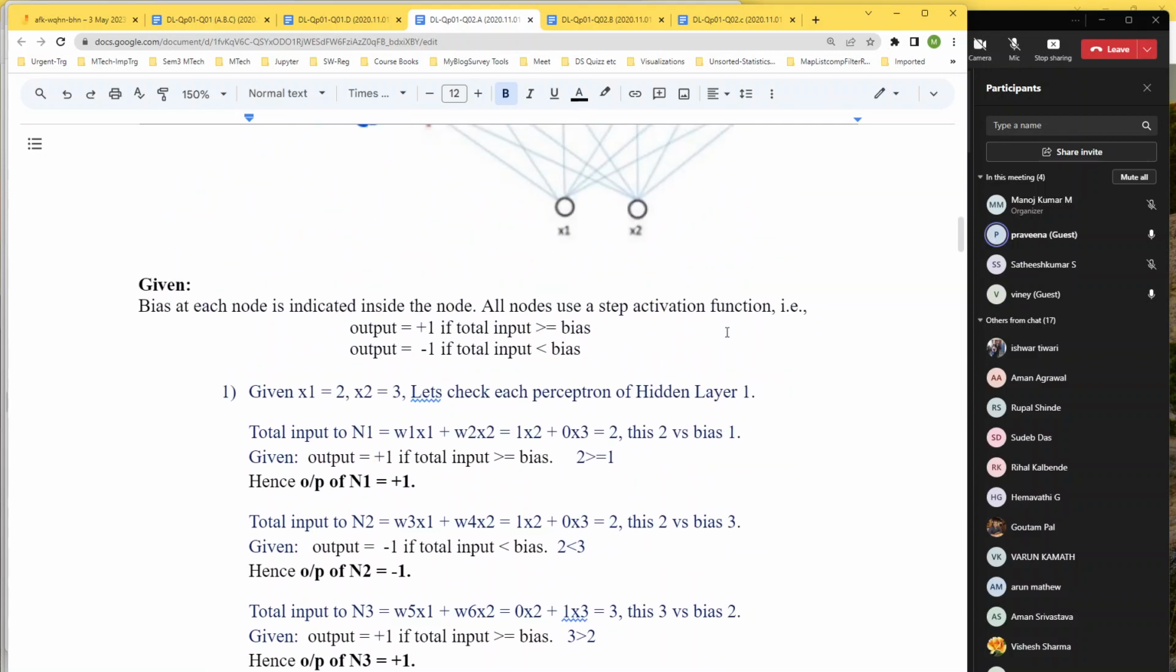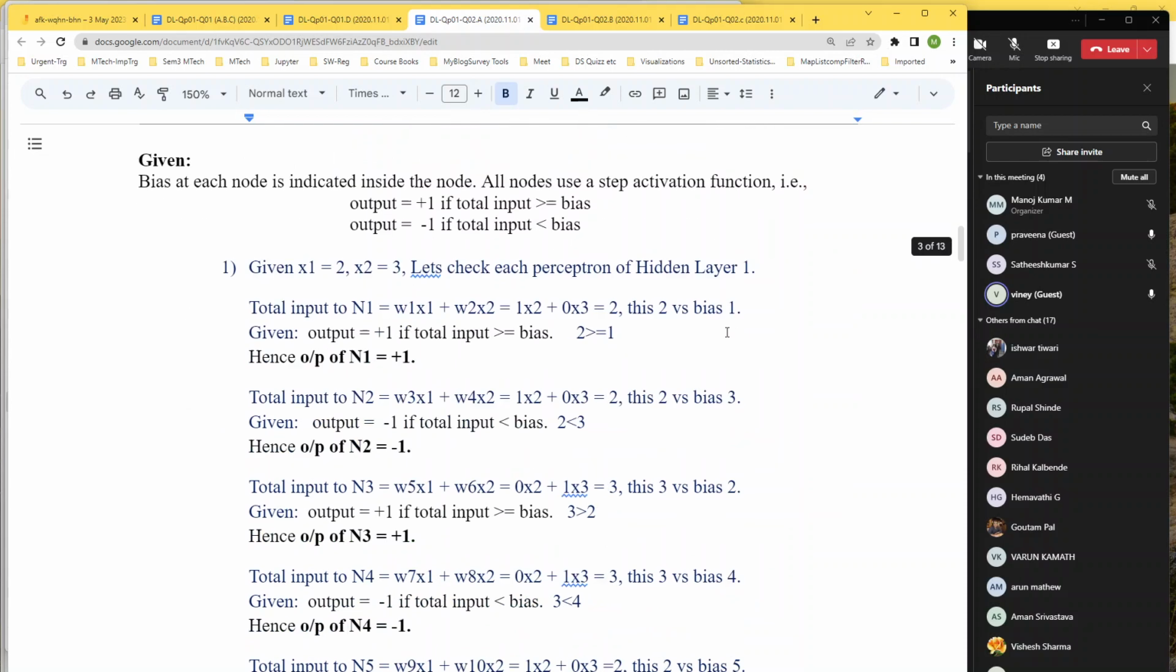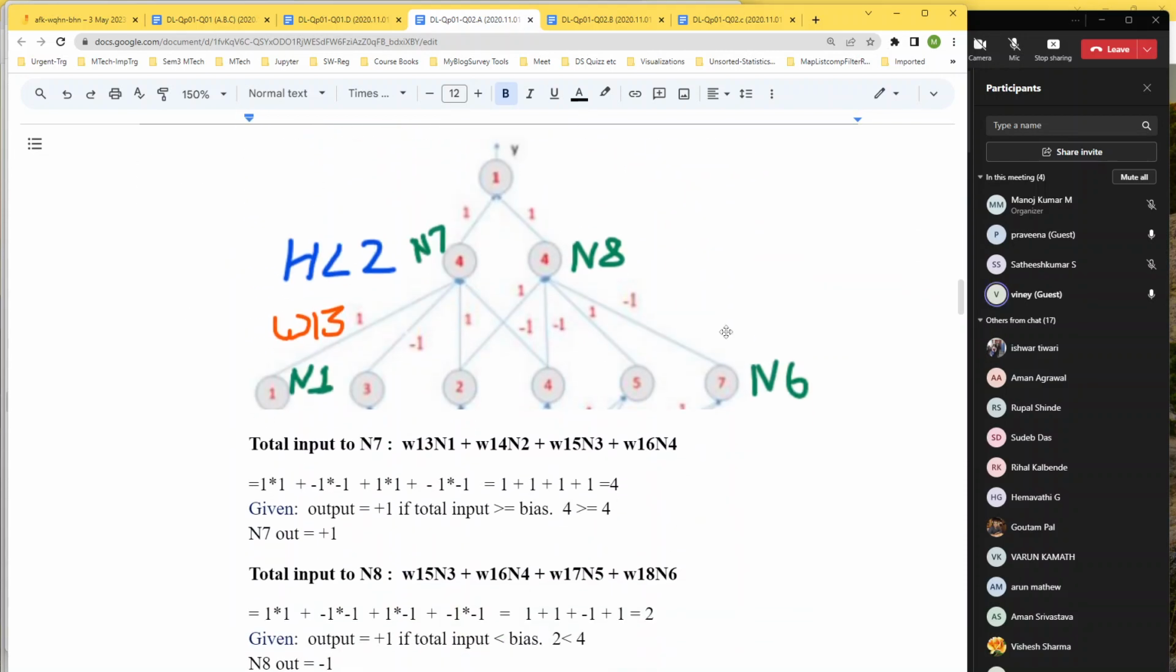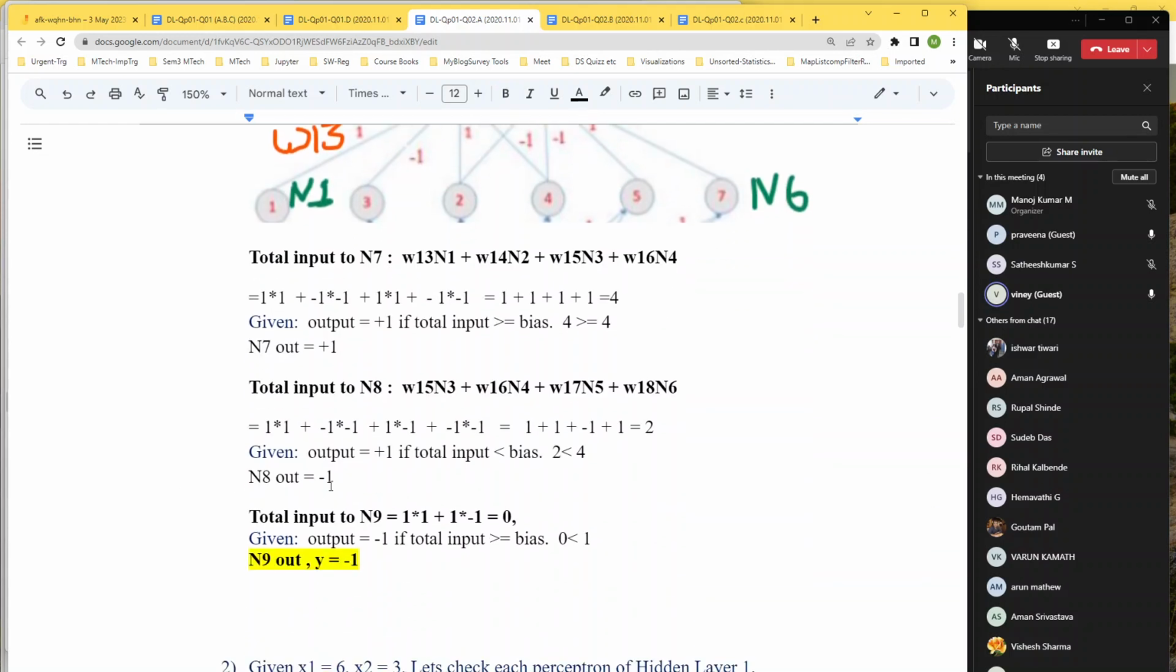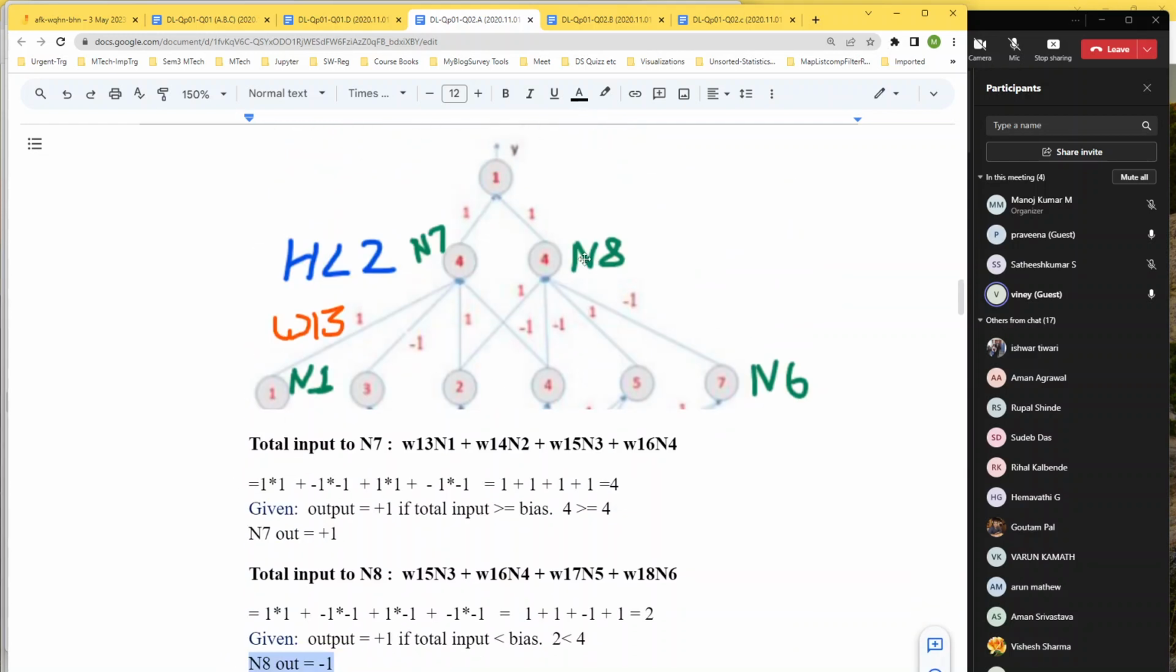Okay, got it. Next step, similarly, 1 minus 1, 1 minus 1, right? You will see it is 4, so it will go there. The input is 4, it is more than or equal to the bias. So the output of the second hidden layer's first node will again be 1, and the output of the second node of the second hidden layer will be minus 1, because the input is going to be less than the bias.